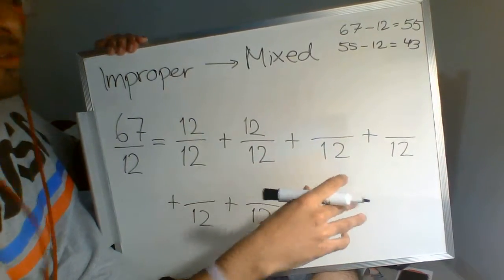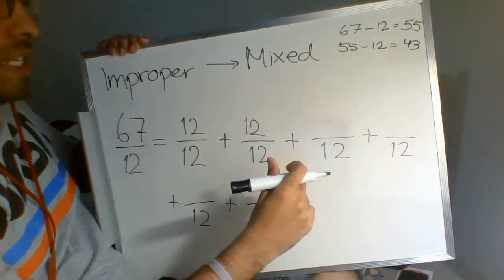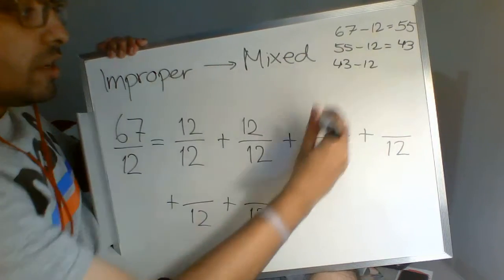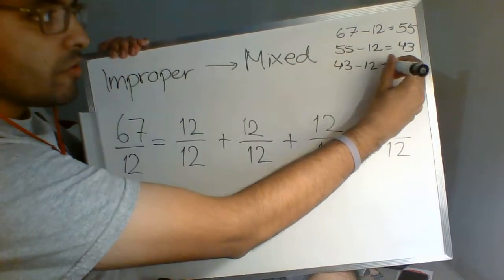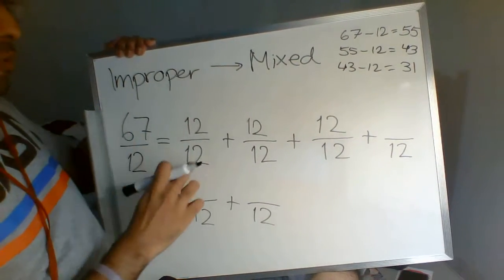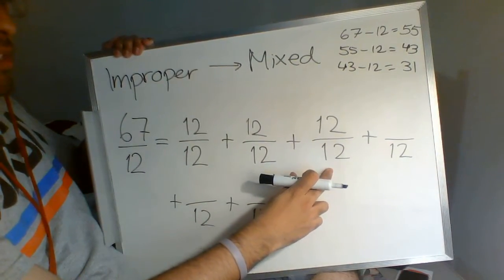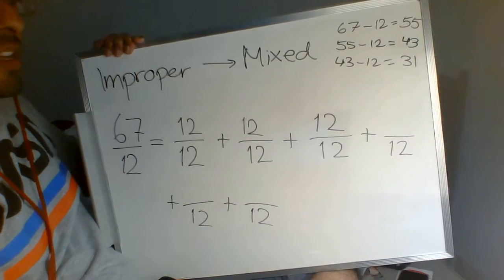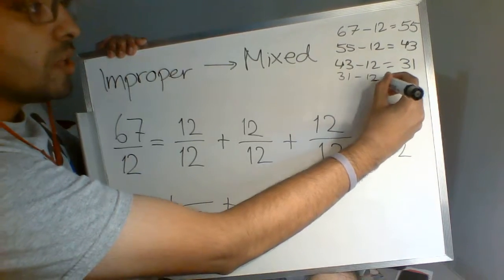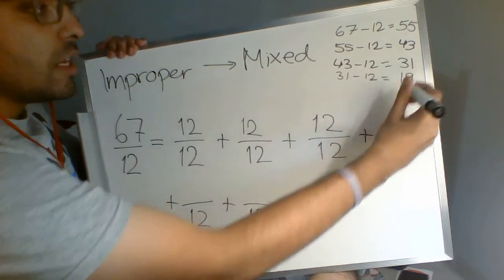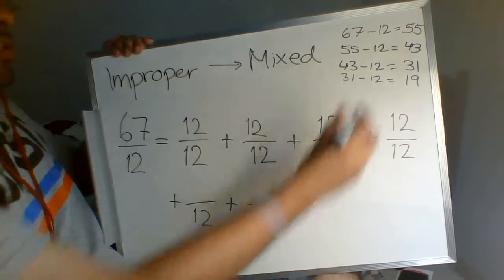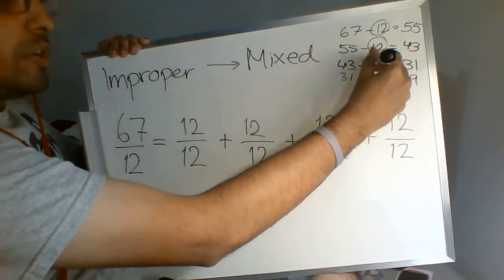I know I said I wasn't going to use it, but we still have 43 slices of pizza to go. So we can take another group of 12 out of there, make another whole. 43 minus 12 is going to leave us with 31. So now we've made 1, 2, 3 complete pizzas, and we have 31 slices left to go. So we'll make another group of 12. 31 minus 12 is going to leave us with 19. And we've got a 4th group of 12 over there, right? So we've got 1 group of 12, 2, 3, and 4 up there.